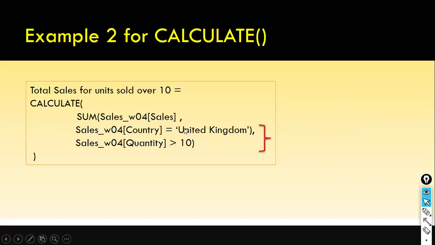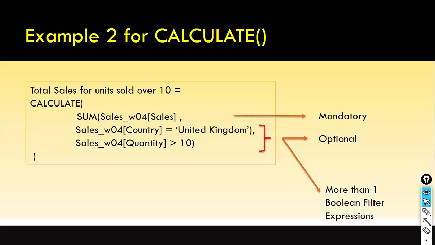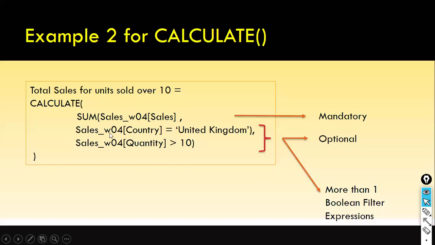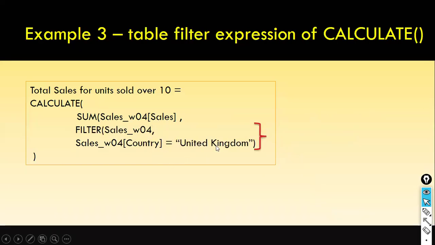Next, can I have more than one Boolean condition? Yes. Now you have included an additional filter. In the United Kingdom, for those transactions where more than 10 units were sold, compute the total sales. Here the expression is mandatory, the filters are optional, and here we have more than one Boolean filter expression. The next one is, instead of using Boolean filters like country equal to United Kingdom and quantity greater than 10, you can use the FILTER expression.